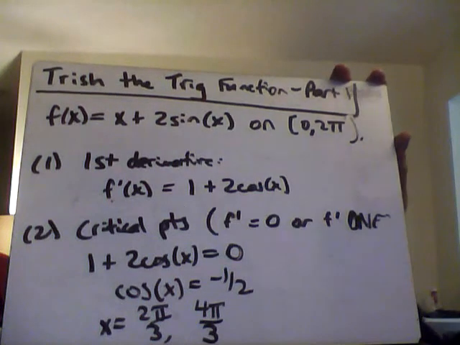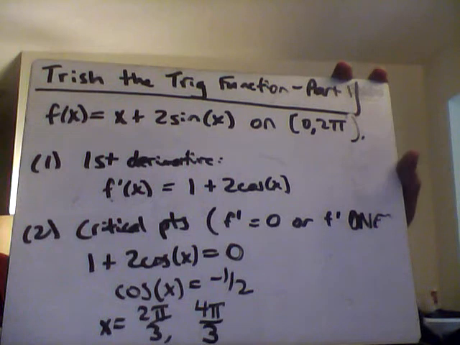Okay, next up is Trish the Trig function. Trish the Trig function is example number 4 on the reading. And of course it's related to a trig function. F of x is equal to x plus 2 sine of x. And we're only going to consider the interval 0 to 2 pi, 0 included.